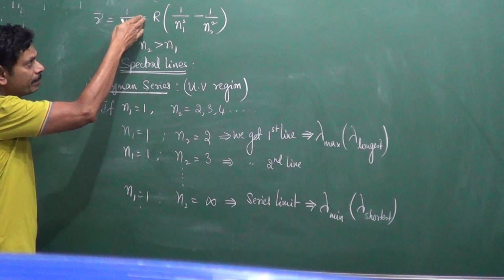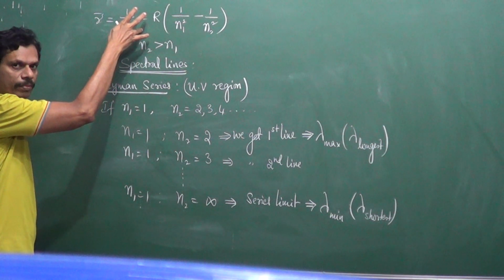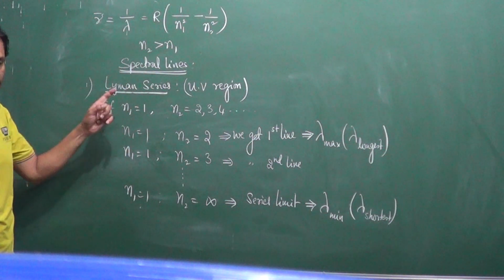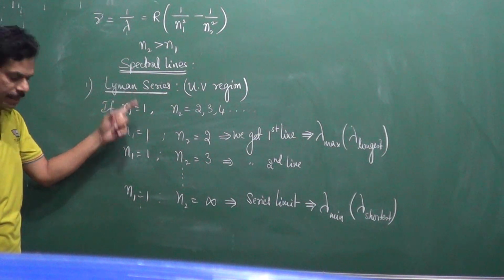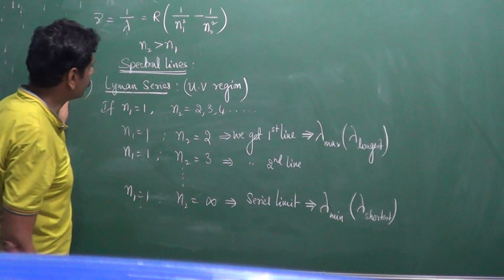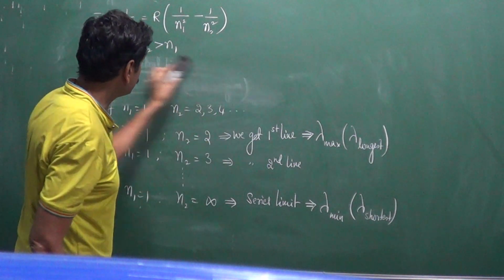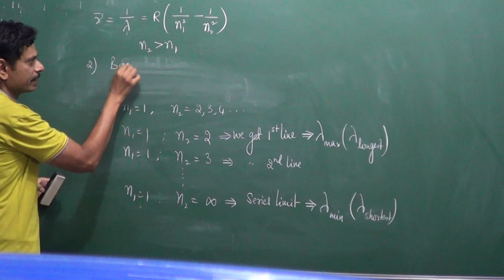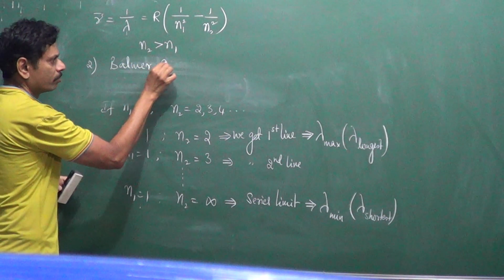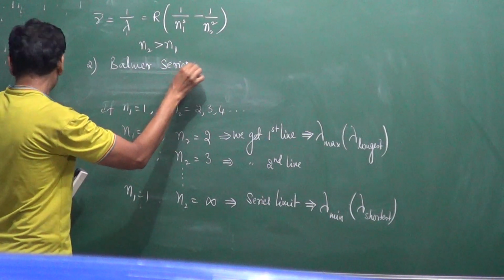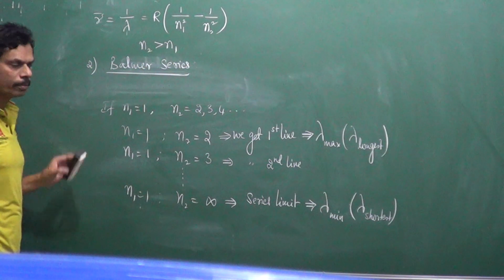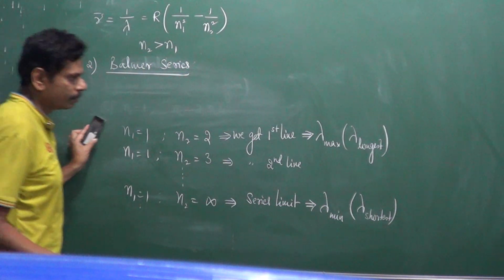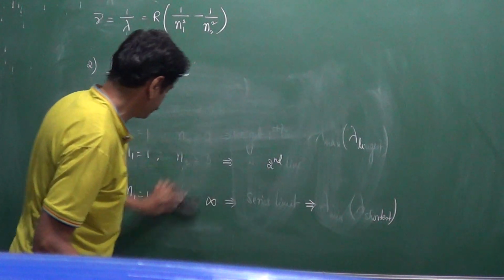Next series, the same equation. The equation is the same, but the next series is the Balmer series. The equation is the same, I am supposed to take the Balmer series. So what does the Balmer series say? Second one, the Balmer series. What is the Balmer series condition? The condition for the Balmer line or Balmer series.